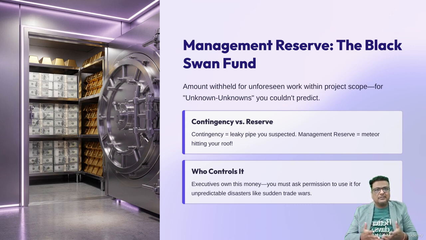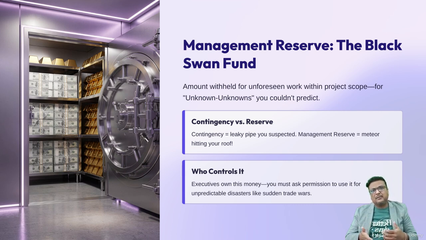In a professional sense, this is an amount of the total project budget withheld for management control purposes and is reserved for unforeseen work that is within the scope of the project. In everyday language, this is the black swan fund for unknown unknowns. These are for the things that are so crazy you couldn't have put them in your risk register even if you tried. Think of it like your house budget again.